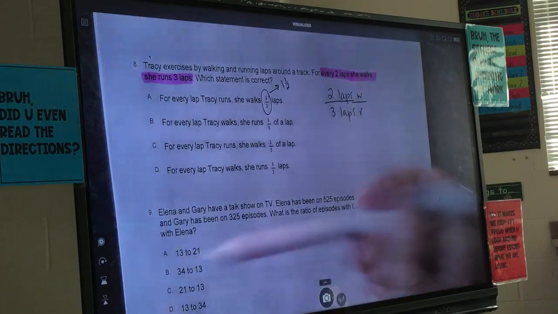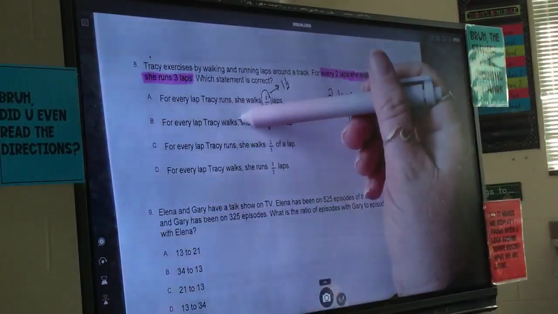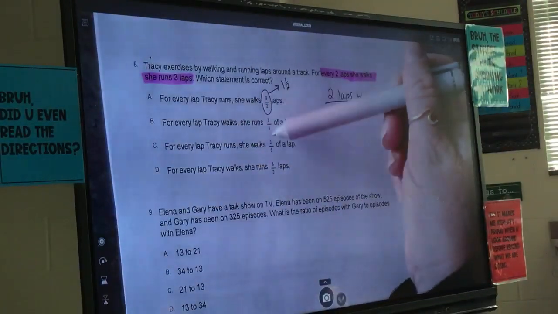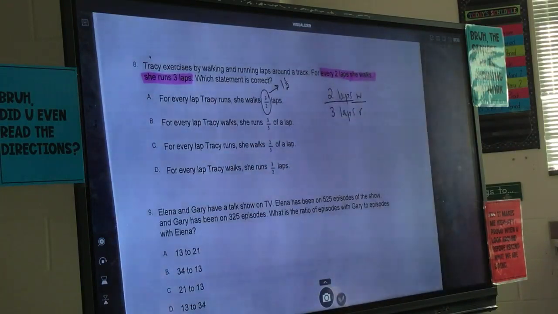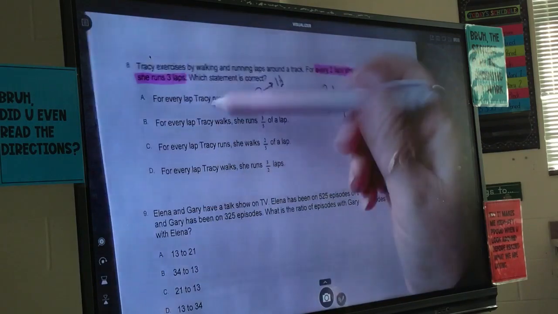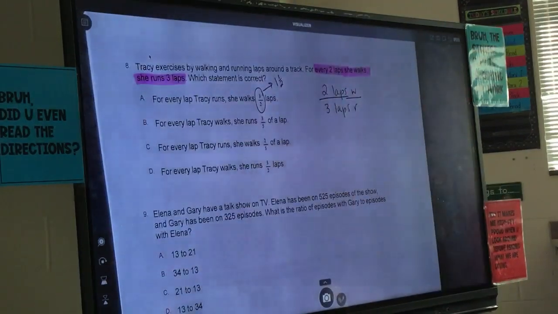All right, for every lap that Tracy walks, she runs 3/5 of a lap. What do you guys think about that one? Yes or no? No. Don't agree with that one either? Okay. What about C? For every lap Tracy runs, she walks 2/5 of a lap. No? All right, so why is it no for A, B, and C? Raise your hand. What's your reasoning for A, B, and C?